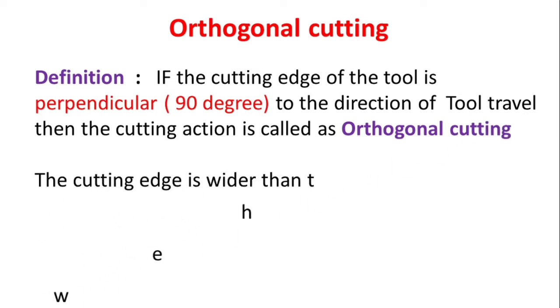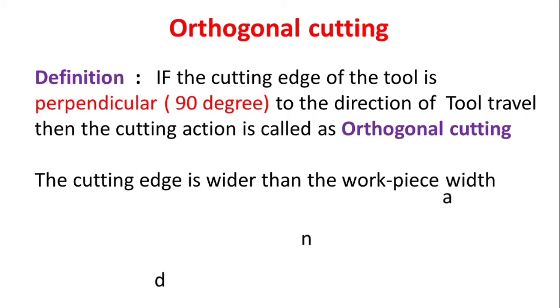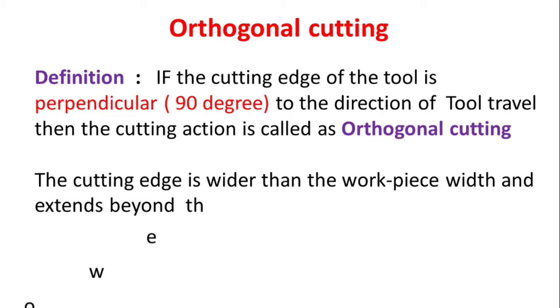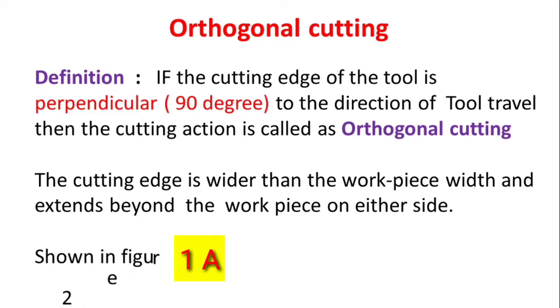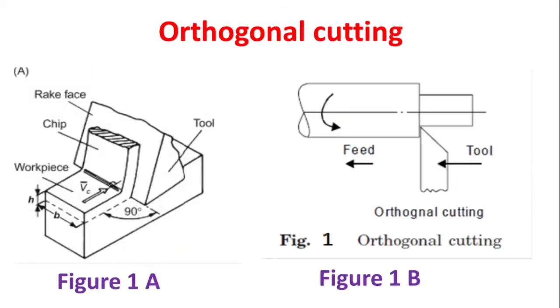In orthogonal cutting, many times the cutting edge is wider than the workpiece width and extends beyond the workpiece on either side. It is observed that in orthogonal cutting, tool life is less. Here the cutting edge is wider than workpiece width, as shown in figure 1a. In orthogonal cutting, the cutting tool is perpendicular to the direction of tool travel, as shown in figure 1a and 1b.